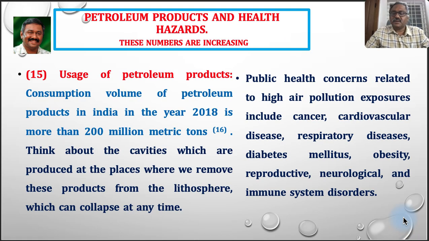Petroleum products and health hazards. These numbers are increasing. Usage of petroleum products: consumption volume of petroleum products in India in the year 2018 is more than 200 million metric tons. Think about the cavities produced at the places where we remove these products from the lithosphere, which can collapse at any time. Public health concerns related to high air pollution exposure include cancer, cardiovascular disease, respiratory diseases, diabetes mellitus, obesity, reproductive, neurological and immune system disorders.